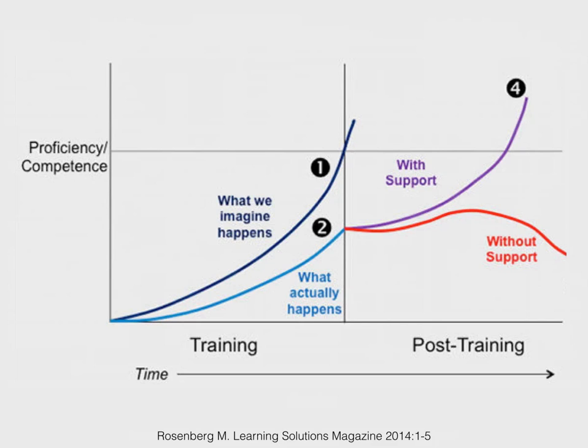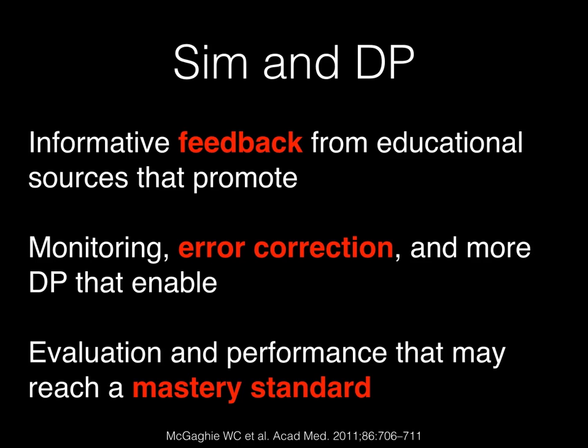And this kind of comes back to that training and that education you get them to. You need that post-simulation, that post-education support in order to reach that proficiency and competence and maintain those skills and improve. Without that support, you kind of tend to taper off a little bit. And that brings up the combination of simulation with deliberate practice. This allows you to get feedback from educational sources, it allows you for error correction, and it allows you to reach this mastery standard of performance. And that's why the combination of the two, simulation and deliberate practice, allow you to reach that. It's the combination of the two.